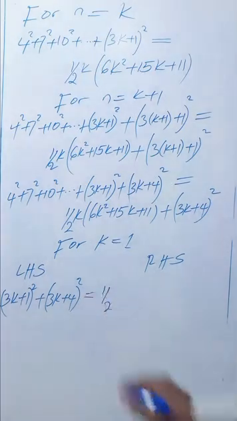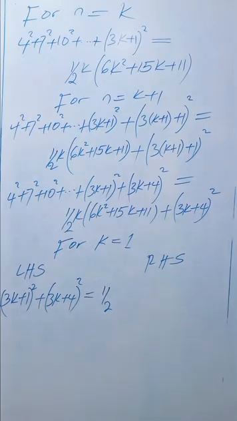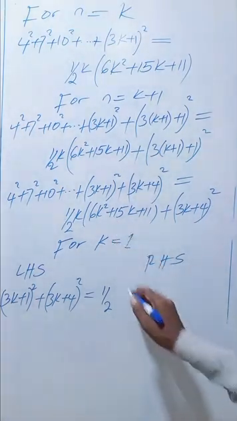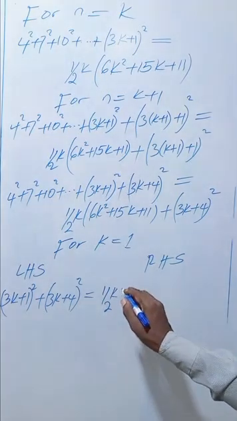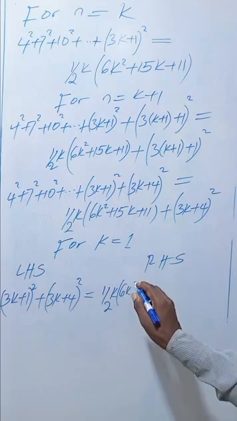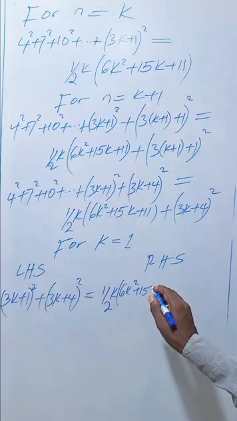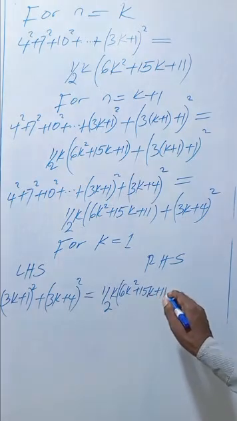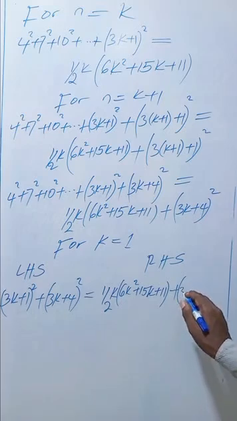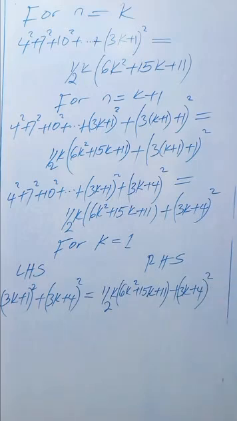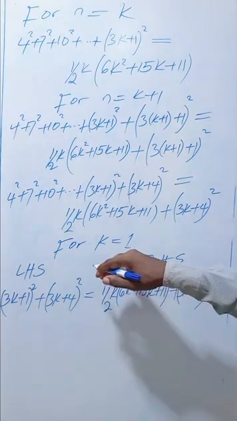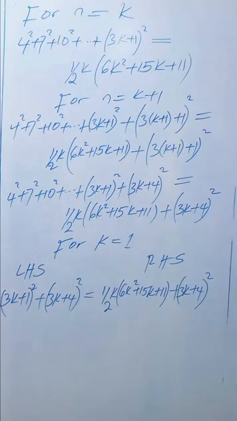Okay, let me just put equal sign there. So we have a half k, then into bracket we have 6k squared plus 15k plus 11, then plus this bracket of (3k plus 4) squared. Now let's substitute the value of k equals 1.